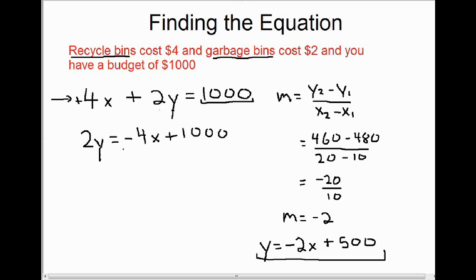Well, now I haven't quite isolated y yet. I have to get rid of that times 2. So to get rid of times 2, we divide by 2. And what's important here is we have to divide everything on the other side by 2. So we divide each of the terms by 2. Well, on the left-hand side, now we've isolated y, and now we can simplify. Negative 4 divided by 2 is negative 2, and we still have that x there. And then positive 1,000 divided by 2 is positive 500.